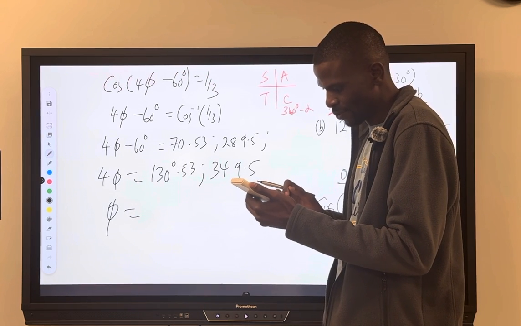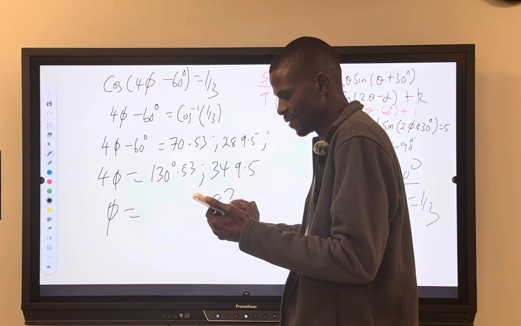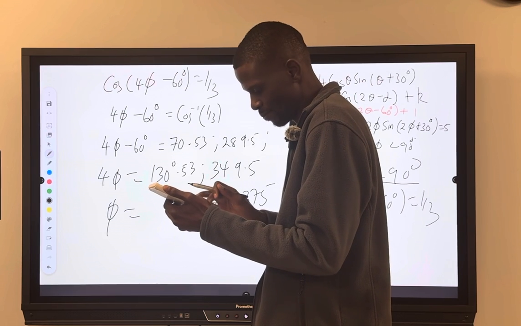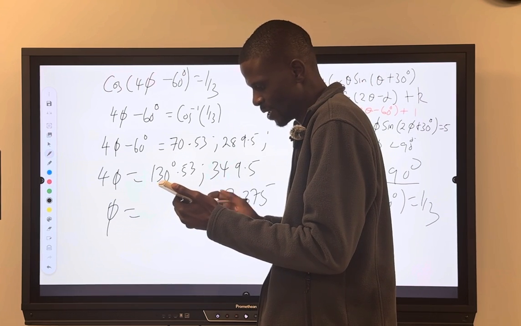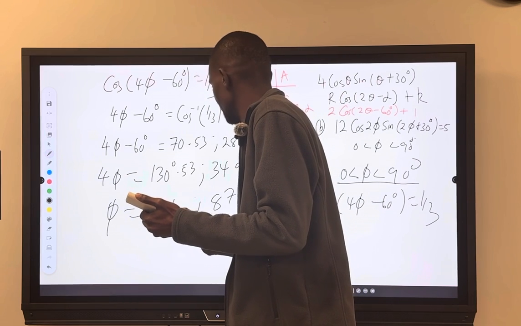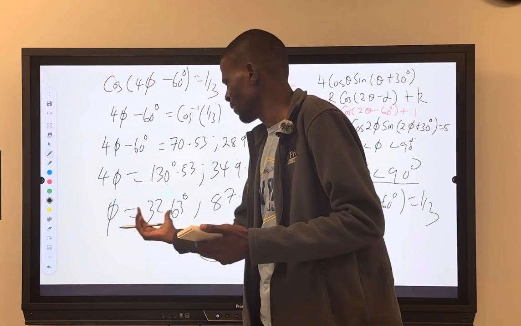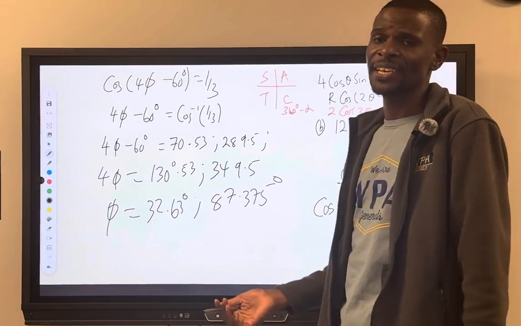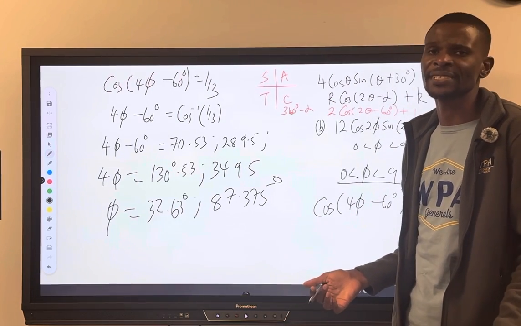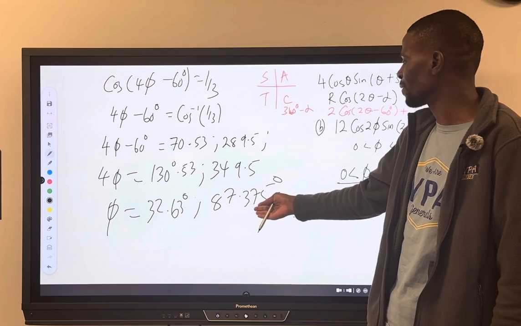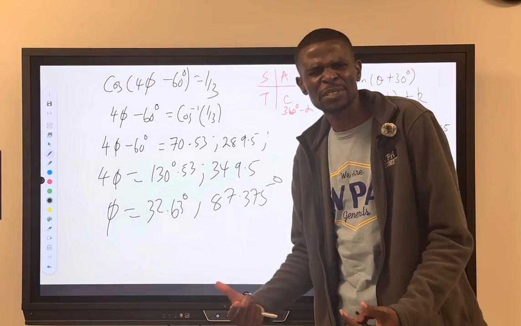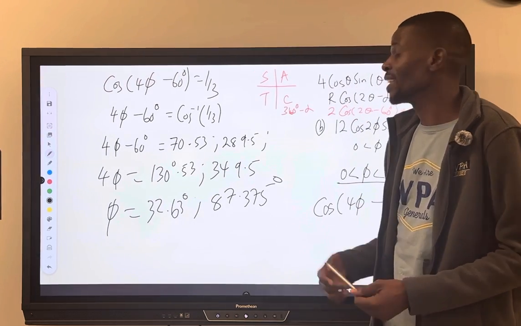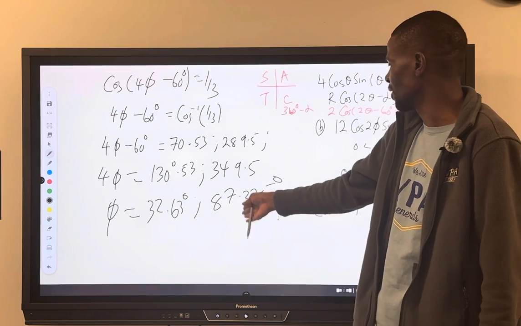Then I'll go ahead and divide everything by 4. Dividing 349.5 by 4, I got 87.375, and 130.53 divided by 4, I'm getting 32.63 degrees. So these are the answers that we get, guys. But remember, for Cambridge, you are supposed to express your answers to one decimal place, so this is going to be 87.4 and this is going to be 32.6. For ZIMSEC, you have to express your answers correct to the nearest whole number, so this will be 33 degrees and that will be 87 degrees.